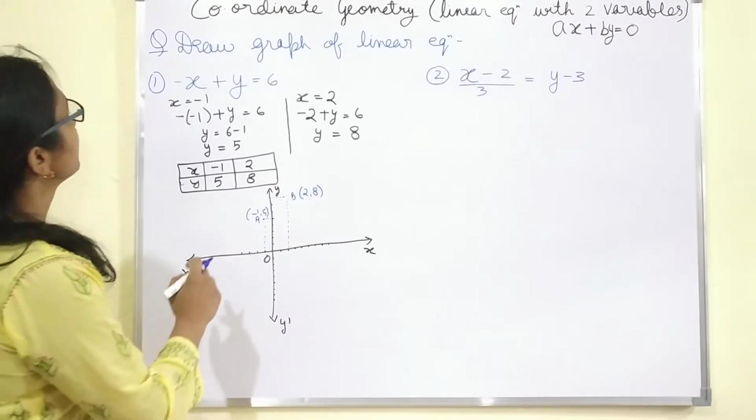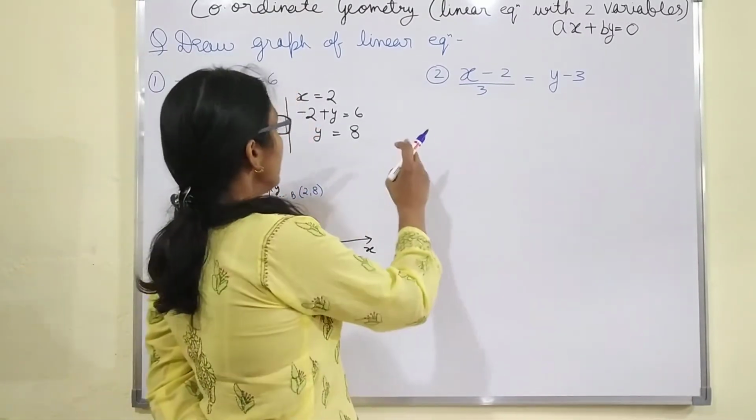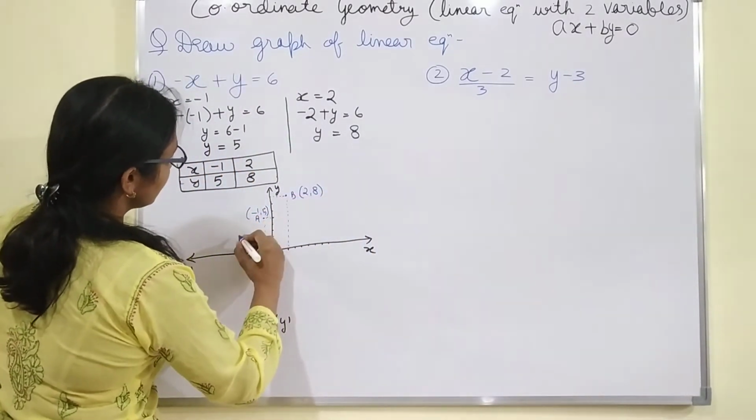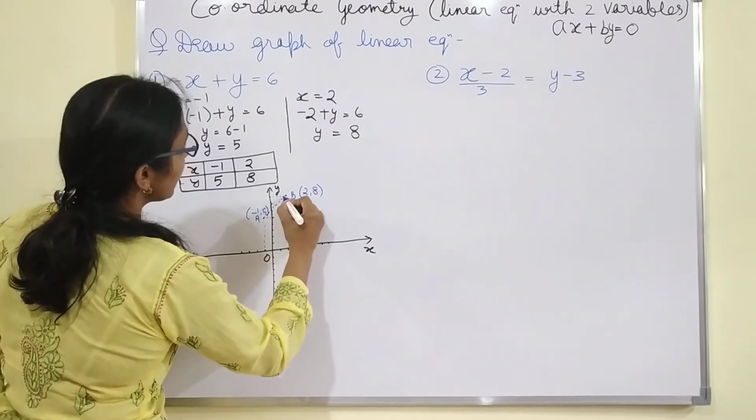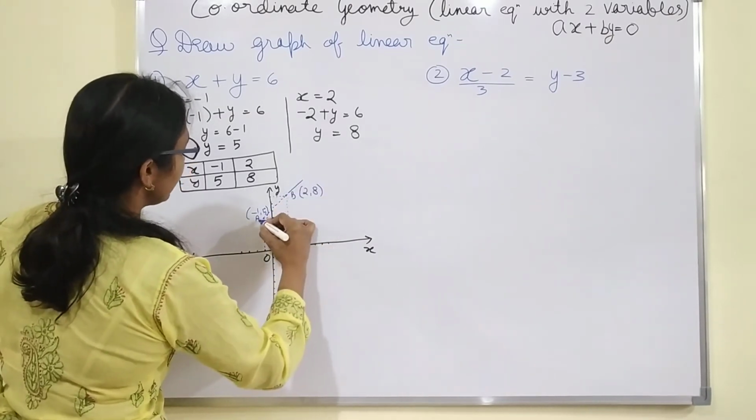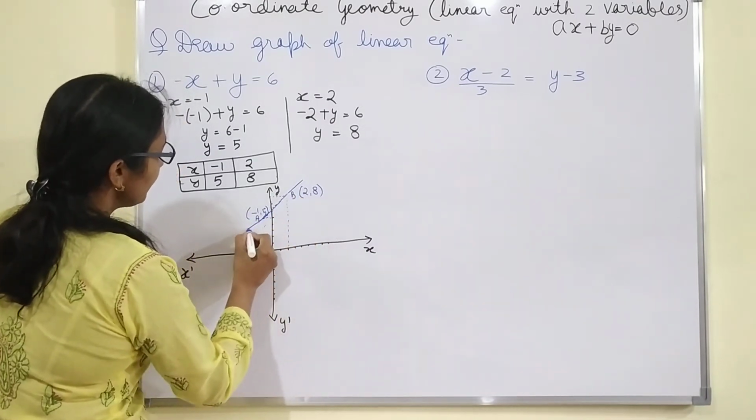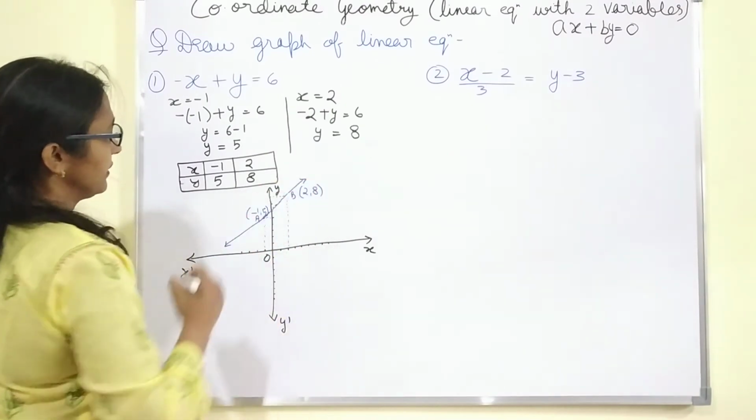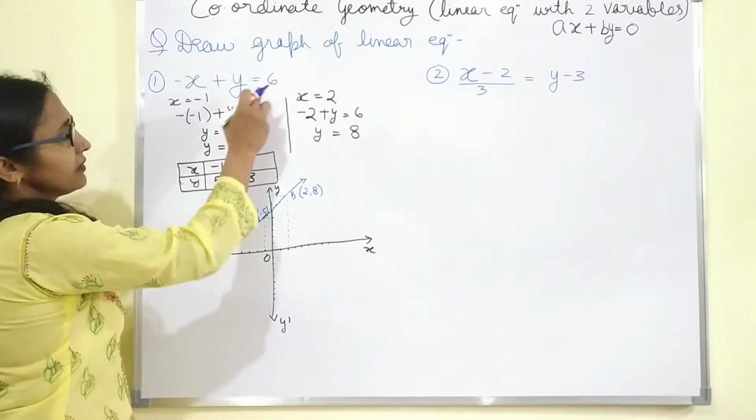Okay. Now, sorry, I have forgotten to draw the line. So, now we will draw a line which will pass through A and B. You will use a scale to draw this line. Okay. So it is our graph for this equation.